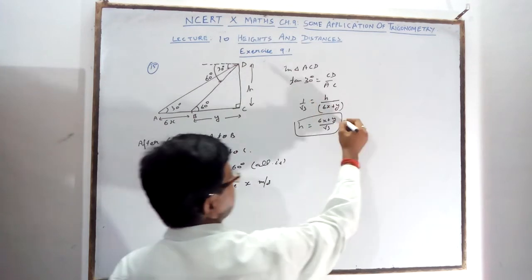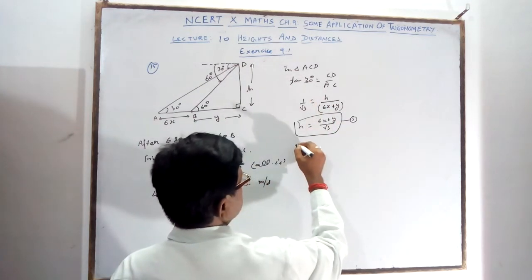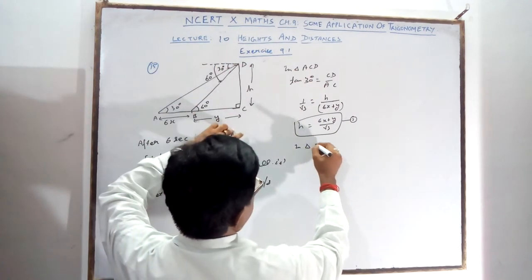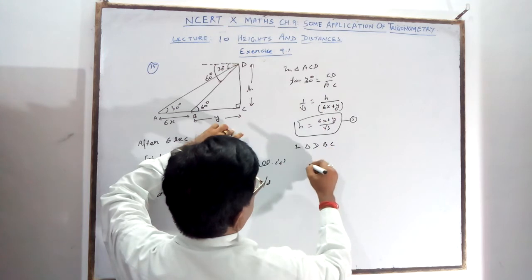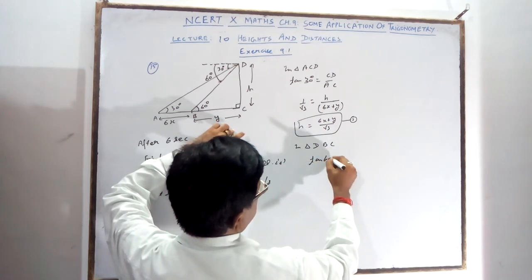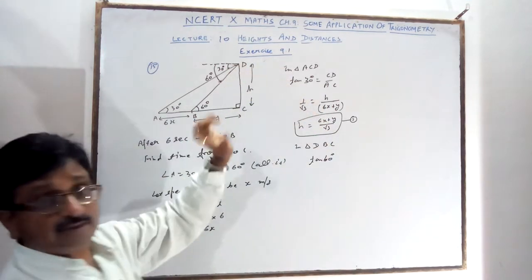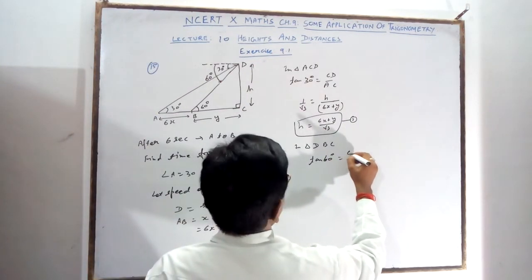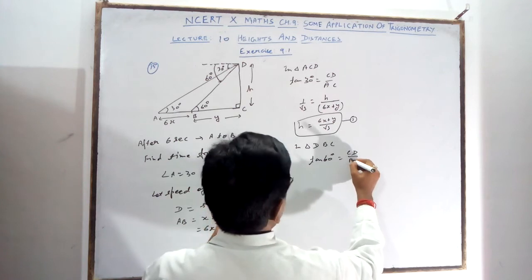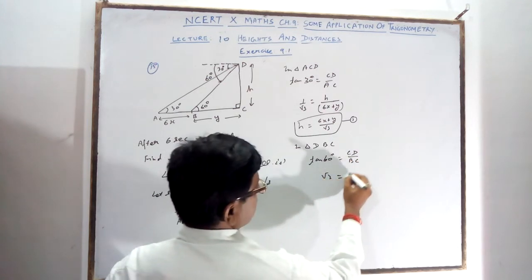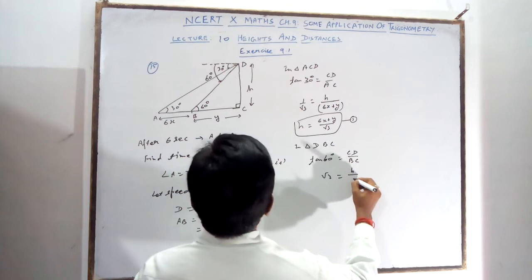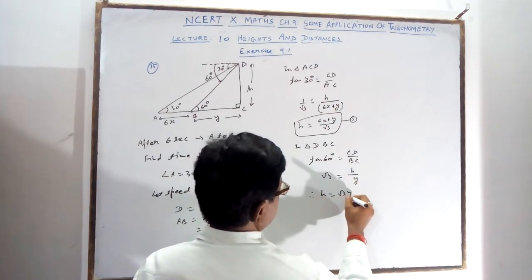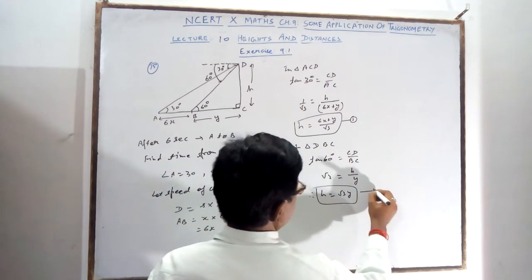So this is equation first. In triangle DBC, tan 60 degrees is equal to CD upon BC. What is tan 60? Root 3. CD is h and BC is y. Therefore h is equal to root 3 y. This is equation second.